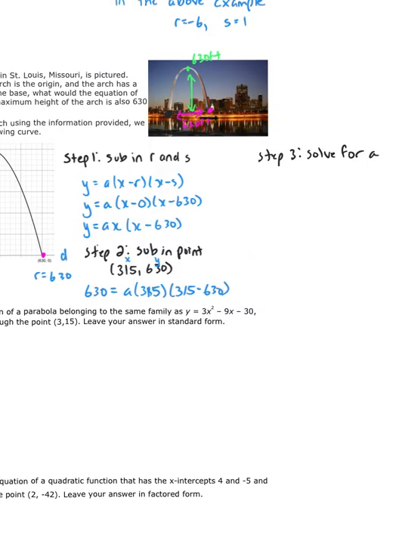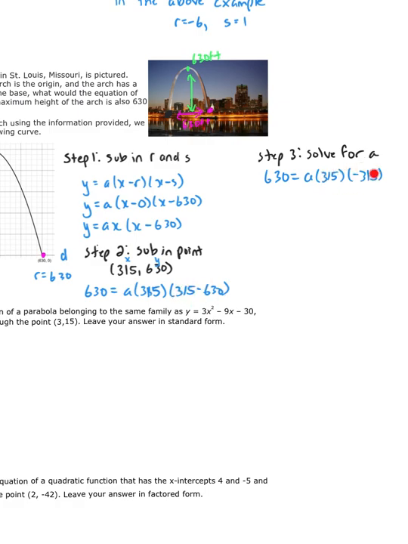So now that I have found the x-intercepts and substituted in a point into the equation, the only variable I have left is a, so I'm able to solve for that. So I'm going to simplify this right side and then solve for a. So my left side is just 630. My right side is a times 315 times negative 315, because 315 minus 630 is negative 315.